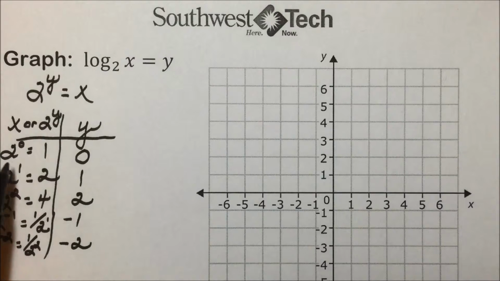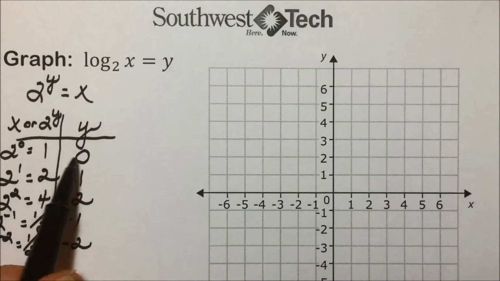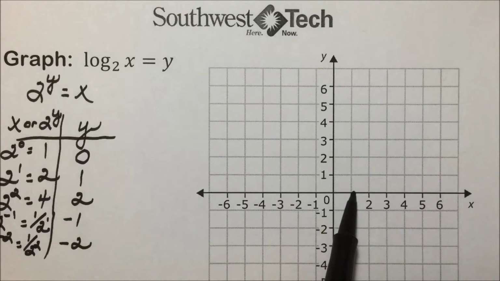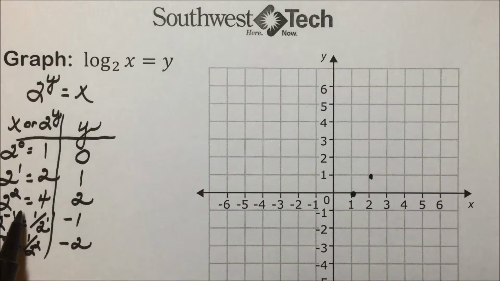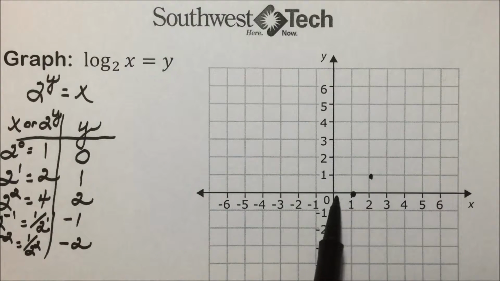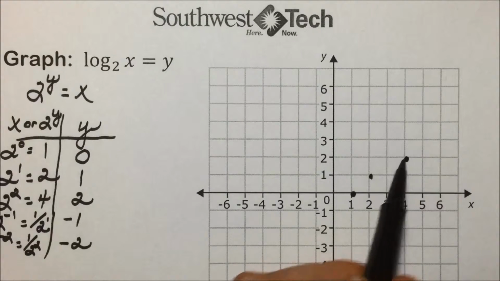Let's plot those points. Even though we started with y, our ordered pairs are always x, y. So we'll plot the point 1, 0. We'll plot the point 2, 1. We'll plot the point 4, 2. So over 4 and up 2.